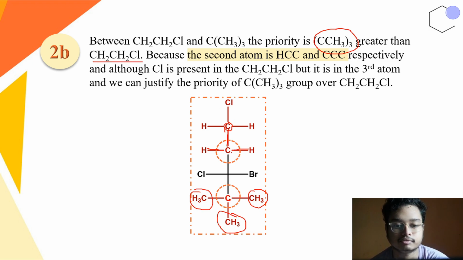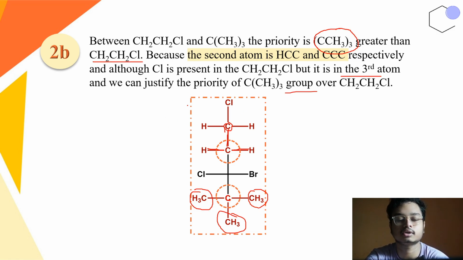Initially, we check this particular group, and if the alpha carbon fails to determine the priority order, then we go to the beta carbon. But here it is clearly observed that this carbon contains 2 hydrogen and a carbon, whereas here it contains 3 carbons. So this particular group has a much higher priority than this one, and that is what is written here. I would suggest that you read the statement very carefully and tally it with the given example so that you understand it properly.